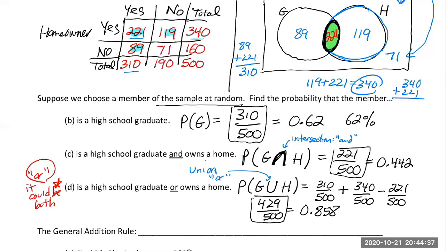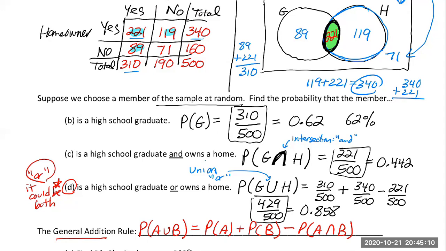Now this last one that we just did, D, this is called the general addition rule. When you have the probability of A or B, again, that little U there is not probability of A union B, but probability of A or B. That would be the probability of A plus the probability of B minus the probability of the overlap, because we don't want to double count anything. We want to count people only once. So that's called the general addition rule.